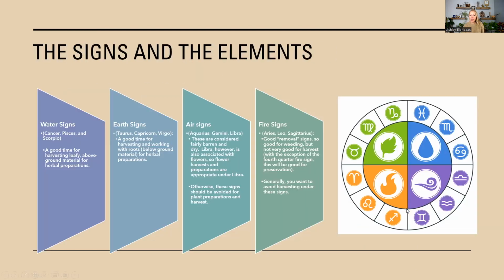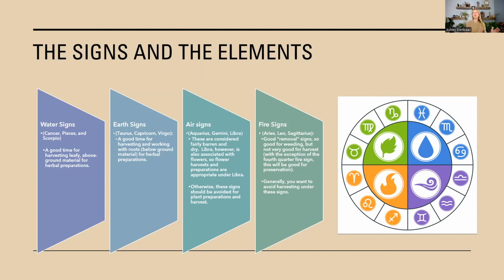And then we have, I don't know why my slides jump. That is so annoying. I apologize. Then we have, I'm just not going to touch anything. Okay, so then we have our air signs, Aquarius, Gemini, and Libra, our fire signs, Aries, Leo, and Sagittarius.